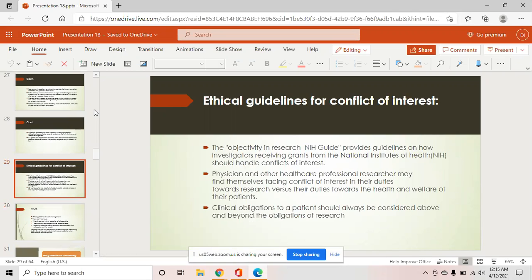Ethical guidelines for conflict of interest. The objectivity in research NIH guidelines, National Institutes of Health guidelines, provides guidelines on how investigators receiving grants from the National Institutes of Health should handle conflict of interest. Physicians and other healthcare professional researchers may find themselves facing conflict of interest in their duties towards research versus their duties towards the health and welfare of their patients. Clinical obligations to a patient should always be considered above and beyond the obligation of research.